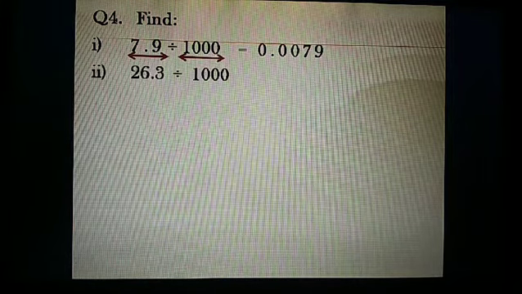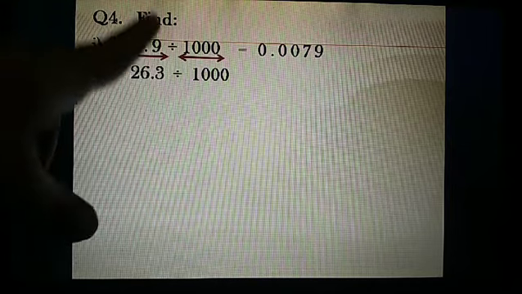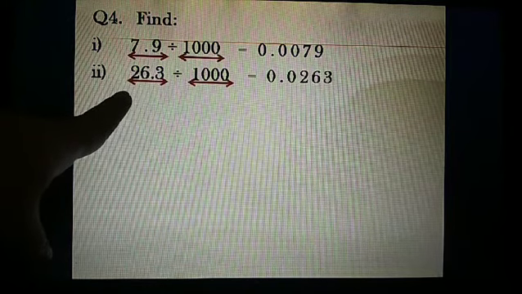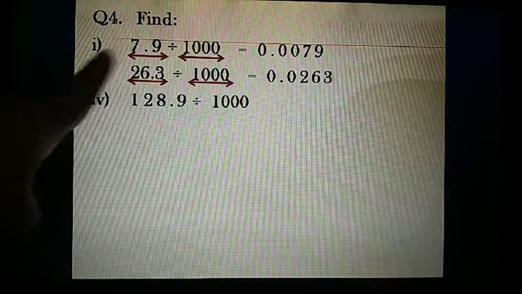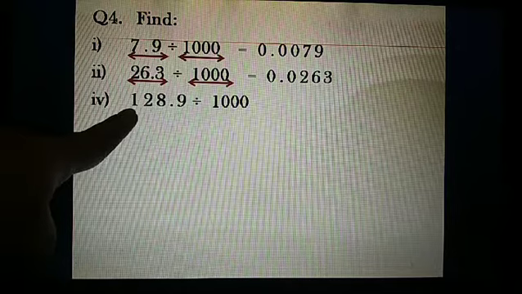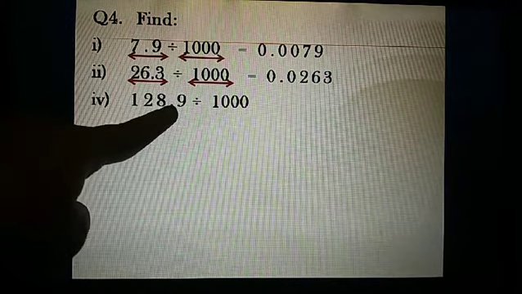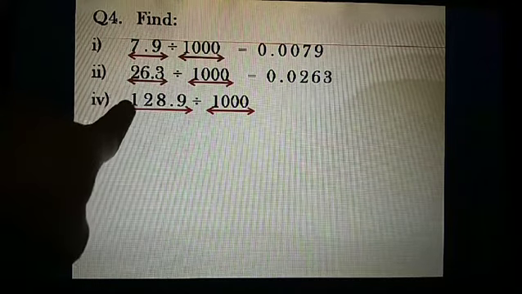Now, again shift the decimal 3 places left. But on the left side of the decimal, only 2 digits are there. To make it 3, we will add 0. And finally, you will write it like this. Again, here 3 places left. Already 3 digits are there. So, instead of placing the dot here, we will place the dot after 3 digits towards left.